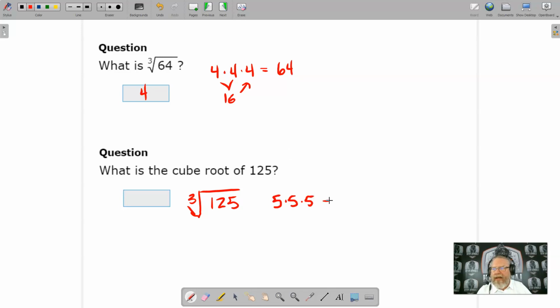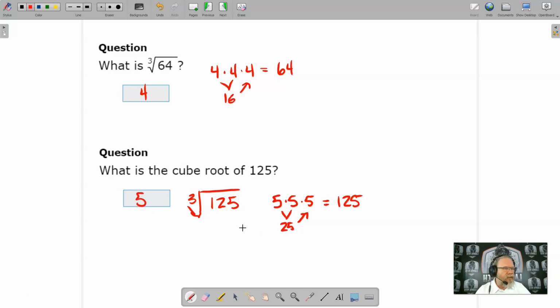And again, you could use that perfect cube chart that I had on that first slide. You could reference something like that. But we'll go ahead and check this out. 5 times 5 is 25. And then 25 times 5 is indeed 125. So it appears that the cubed root of 125 is indeed 5.